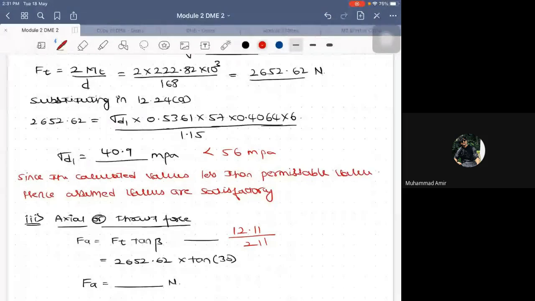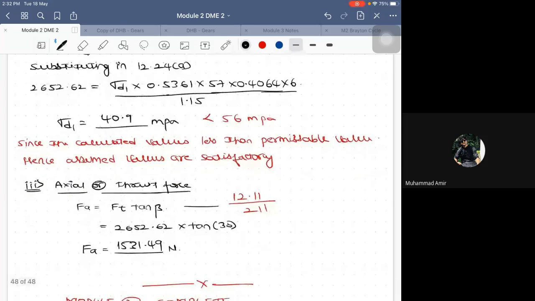Okay, 1531 something. I take that value, 1531.49 newtons. So this particular value was the value of axial stress. So once you calculated the value, I think every part is being calculated. Now, there ends your module number 2.